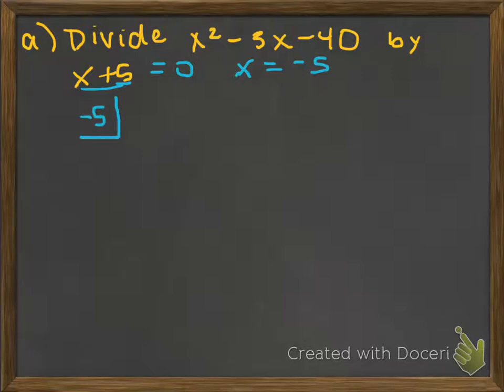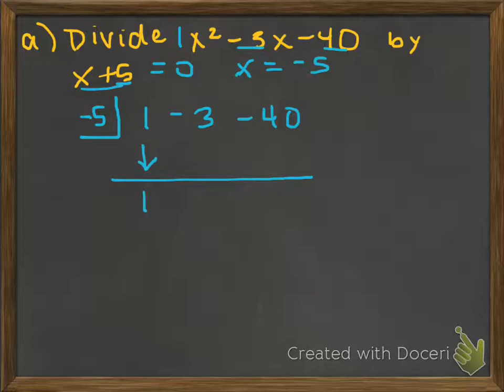And now I take the coefficients of what I want to be dividing. So here I have a 1x squared, I have a negative 3x, and I have a minus 40. So notice no x's are coming with me, just my coefficients. And the first rule is that I always drop whatever value is there, I just drop it. So that's always the first process that we do. So I drop the 1.